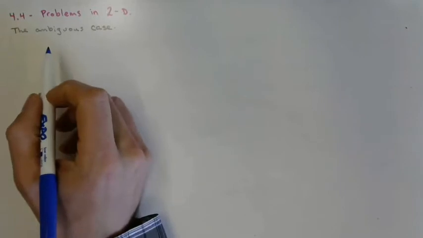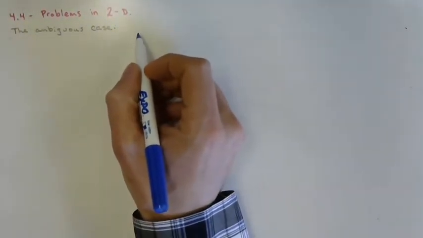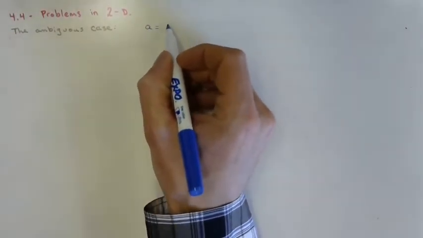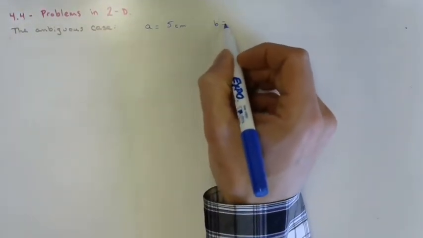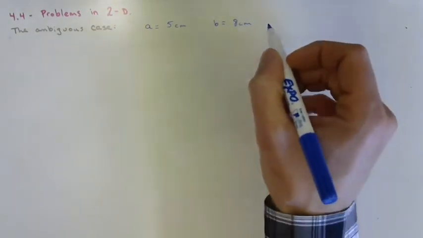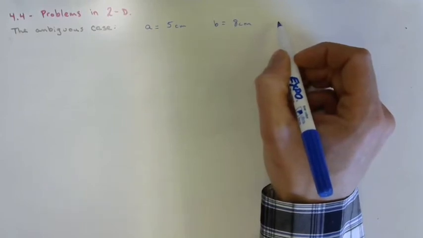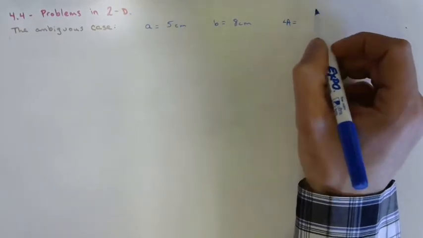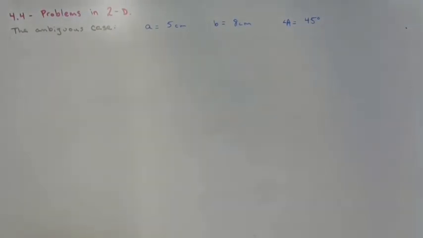Okay. The first thing that we need to talk about is something called the ambiguous case, and I'd like you to investigate it a little bit and think about it a little bit. Let's say you had a triangle, and you know that one of the lengths is 5 centimeters, and one of the lengths is 8 centimeters, and you know that one of the angles, let's call it angle A, is 45 degrees. Go ahead and try to draw the triangle that suits those qualities.